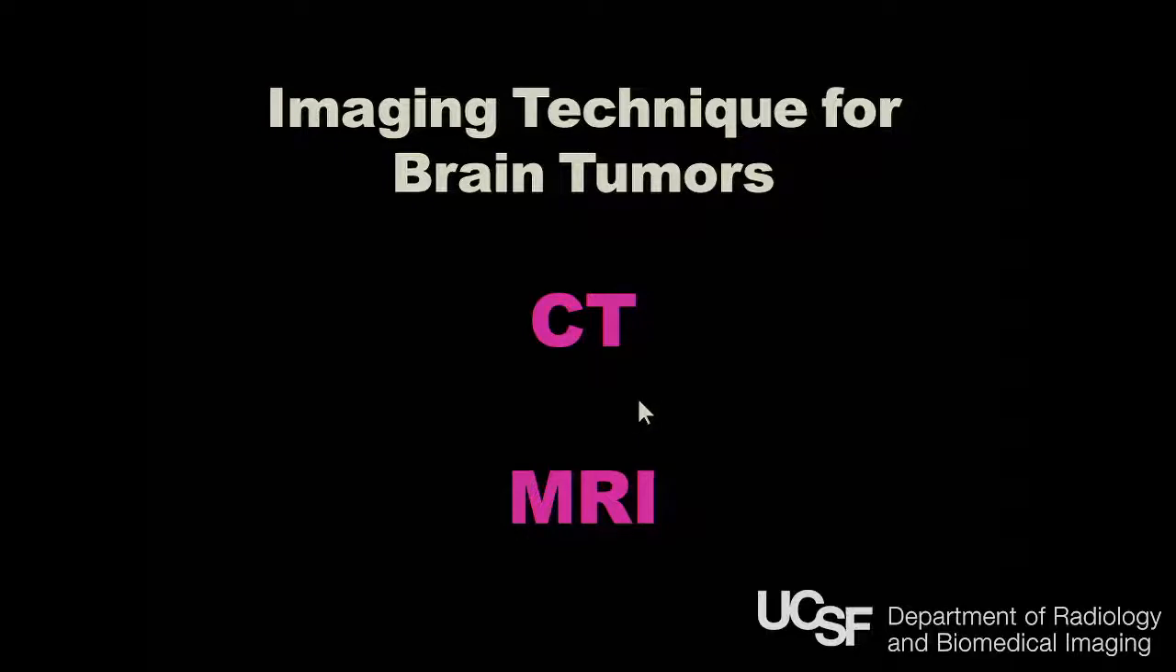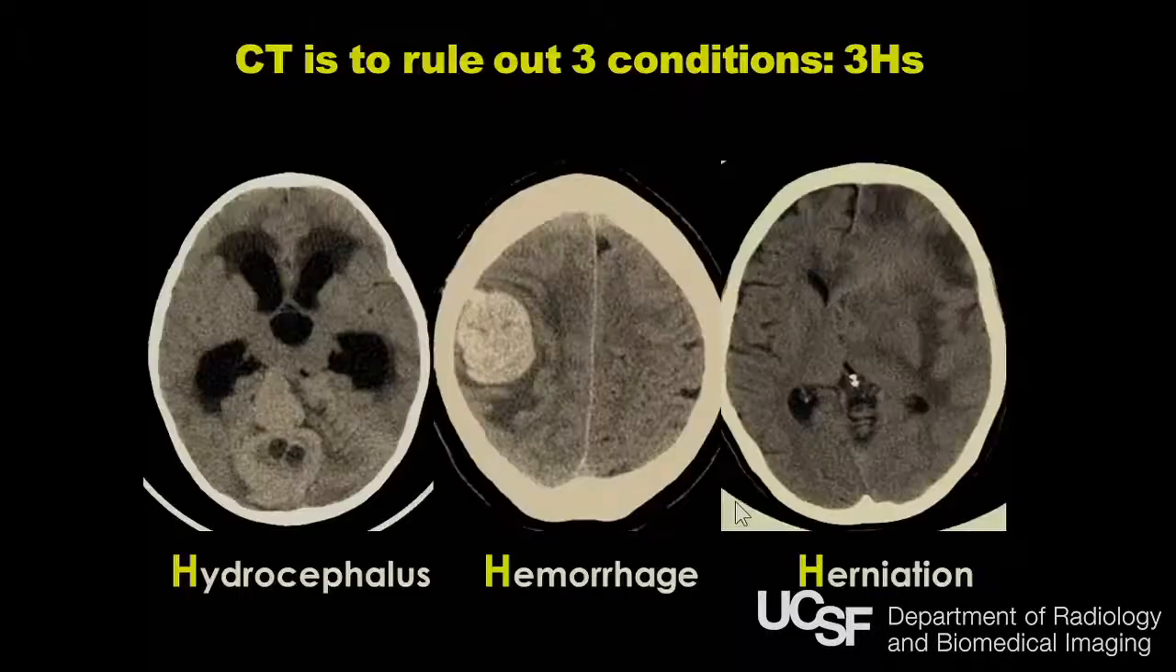So what kind of imaging technique should you use? Both CT and MR are used. At our institution, when a patient first comes in with seizure or signs of hydrocephalus, they're going to get CT. CT is an excellent test to rule out 3 H conditions, and they are hydrocephalus, hemorrhage, and herniation, and that's it.